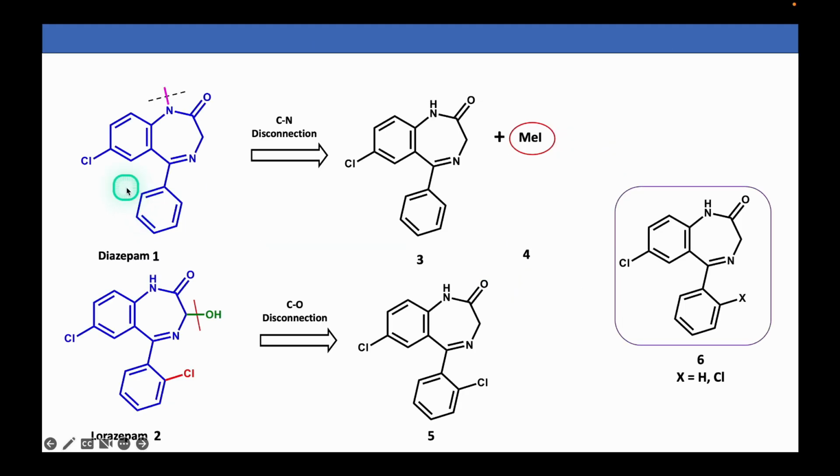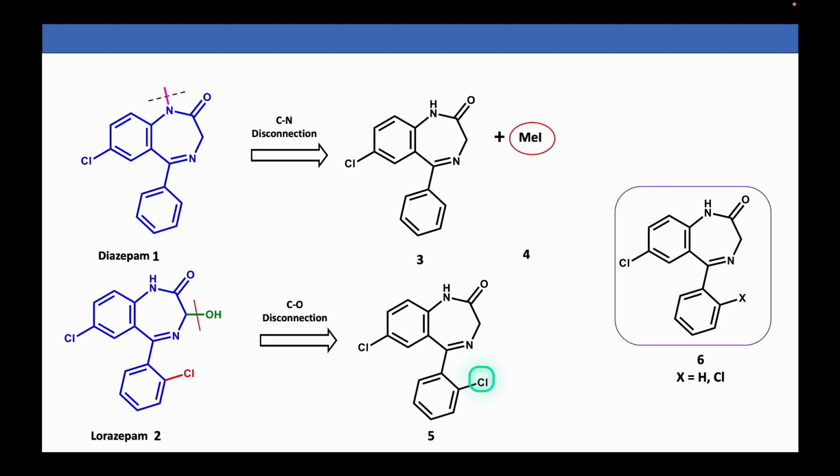Starting with diazepam, a carbon-nitrogen disconnection produces lactam 3 as the first precursor and methyl iodide 4 as the raw material. On the other hand, in lorazepam, a carbon-oxygen disconnection based on an oxidation reaction of the alpha-methylene to a carbonyl generates lactam 5. Precursors 3 and 5 differ only in the presence of a chlorine atom attached to the phenyl in the case of lorazepam.